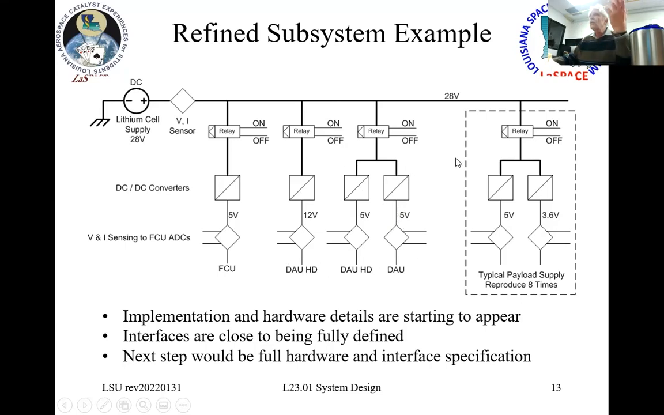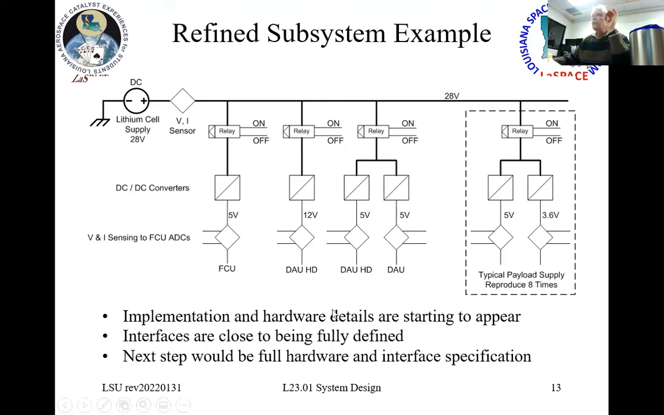Now, these are really close to implementations at this point. In fact, the next step beyond this would probably be full hardware and interface specifications. Okay, so you get what we're going with this. You're working down the line in a very systematic and progressive way. As you go through another level of your system design, other kinds of requirements need to be specified and answered. You'll have questions that come up for these components, and those questions get answered with your requirements. That's how you progress through this.